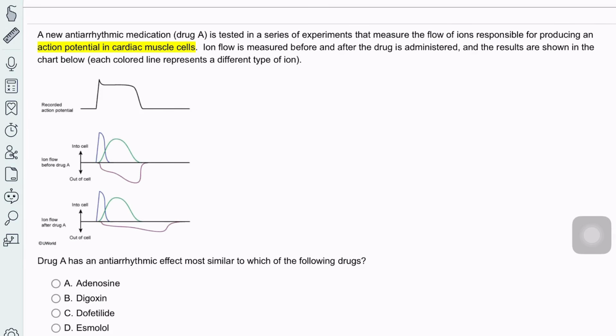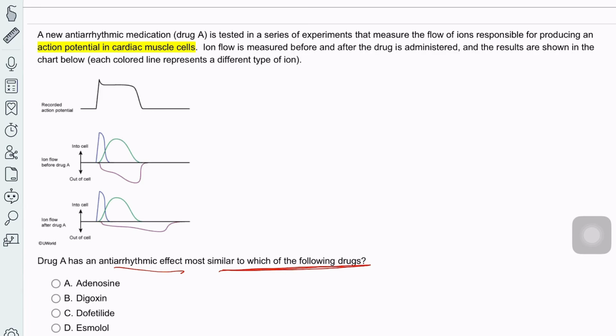A new antiarrhythmic medication, drug A, is tested in a series of experiments that measure the flow of ions responsible for producing an action potential in the cardiac muscle cell. Ion flow is measured before and after the drug is administered, and the results are shown in the chart below. Drug A has an antiarrhythmic effect most similar to which of the following drugs?